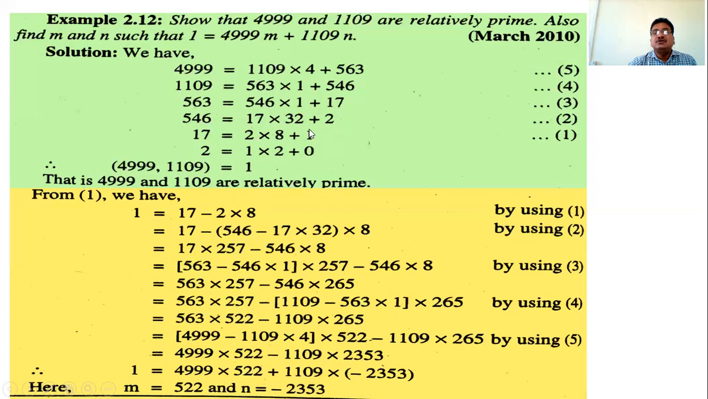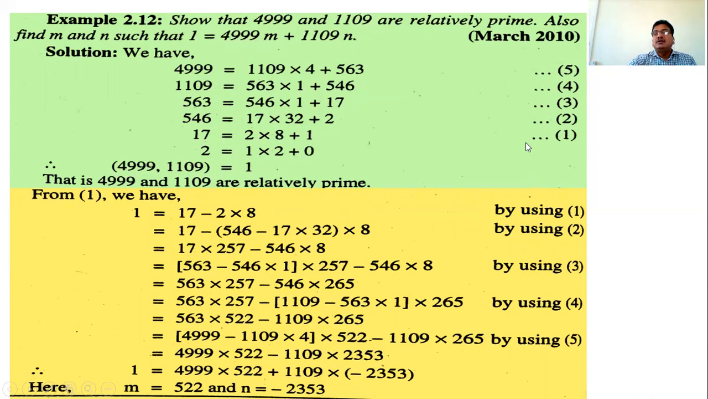And the last non-zero remainder is 1, and therefore the greatest common divisor of 4999 and 1109 is 1. And therefore these two numbers are relatively prime. Now we have to express this 1 as 4999 into some integer m plus 1109 into some integer n.